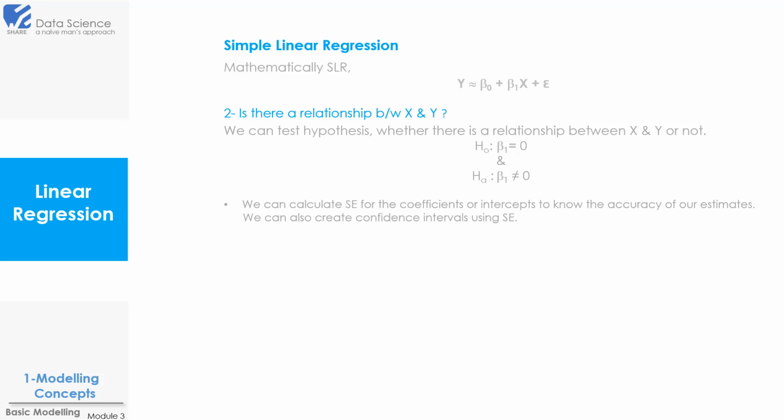Once we have checked it and concluded that there is a relationship between x and y, then we can also calculate the standard error for the coefficients to know the accuracy of our estimates. Recall, standard error tells us how wrong our estimate would be on an average. So we use the standard error of the coefficient to measure the precision of the estimate of the coefficient. And once we have the standard error, then we can also use it to create confidence intervals, and so on.